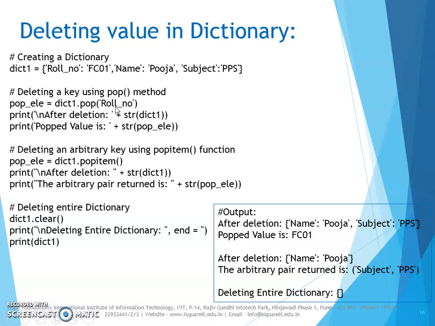The dict1.pop method is used to delete the roll number. The returned value is collected in this variable, and we have tried to print it here. So the roll number will be printed and deleted from the original dictionary. And here we are using popitem. We are not passing any value, and the return value is collected in pop_ele. So randomly one more parameter is deleted, that is, subject PPS. And here we are deleting the whole dictionary. So now it is an empty dictionary.